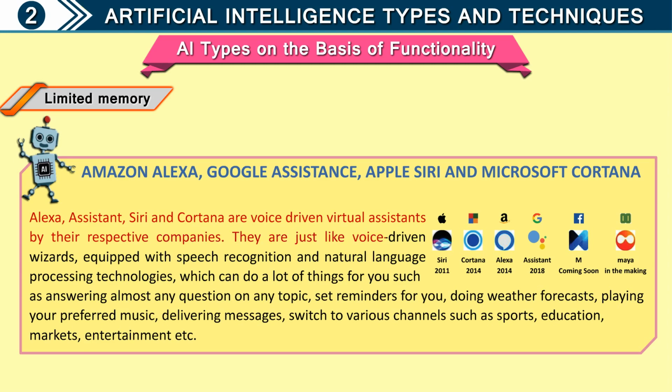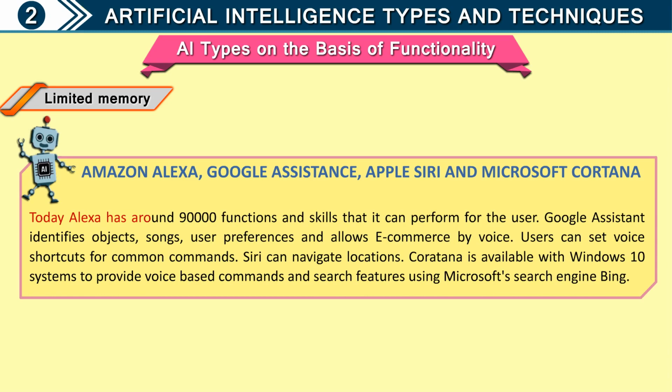They are just like voice-driven wizards, equipped with speech recognition and natural language processing technologies, which can do a lot of things for you, such as answering almost any question on any topic, setting reminders, doing weather forecasts, playing your preferred music, delivering messages, and switching to various channels such as sports, education, market, entertainment, etc. Today, Alexa has around 90,000 functions and skills that it can perform for the user.